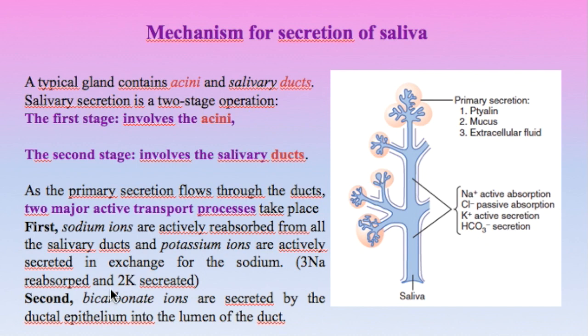And the second active transport is that the bicarbonate ion will be secreted inside the lumen actively, or partly in exchange with the chloride ion. The end result for the composition of saliva is a low concentration of sodium and chloride and a high concentration of potassium and bicarbonate.